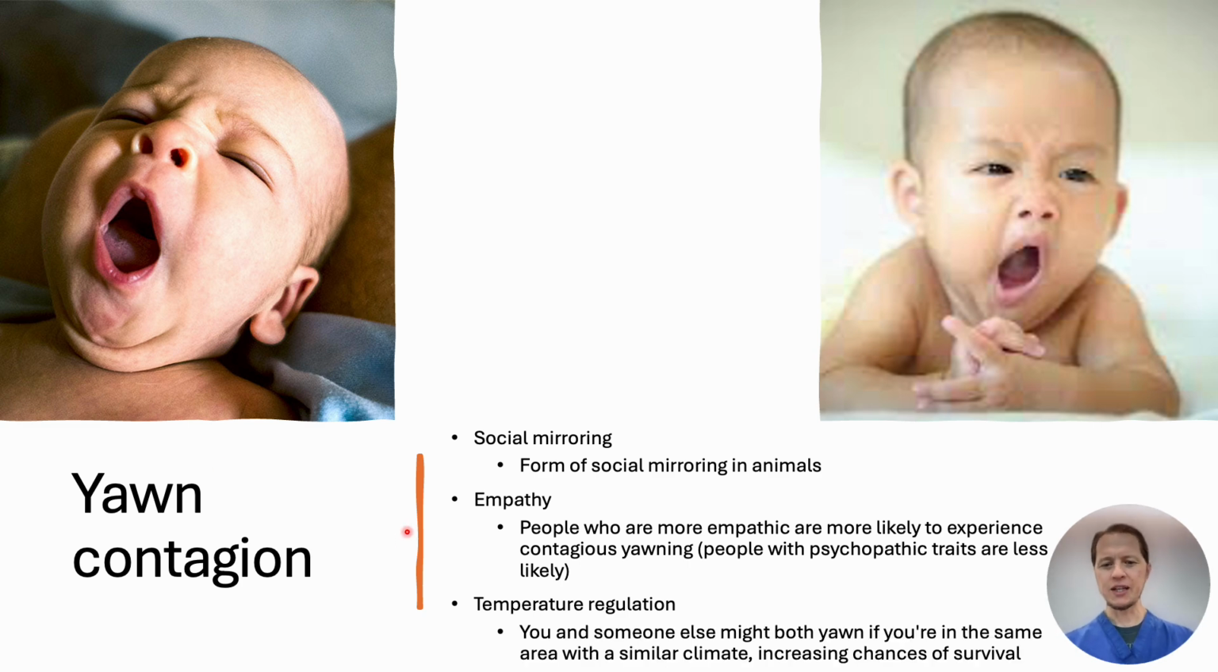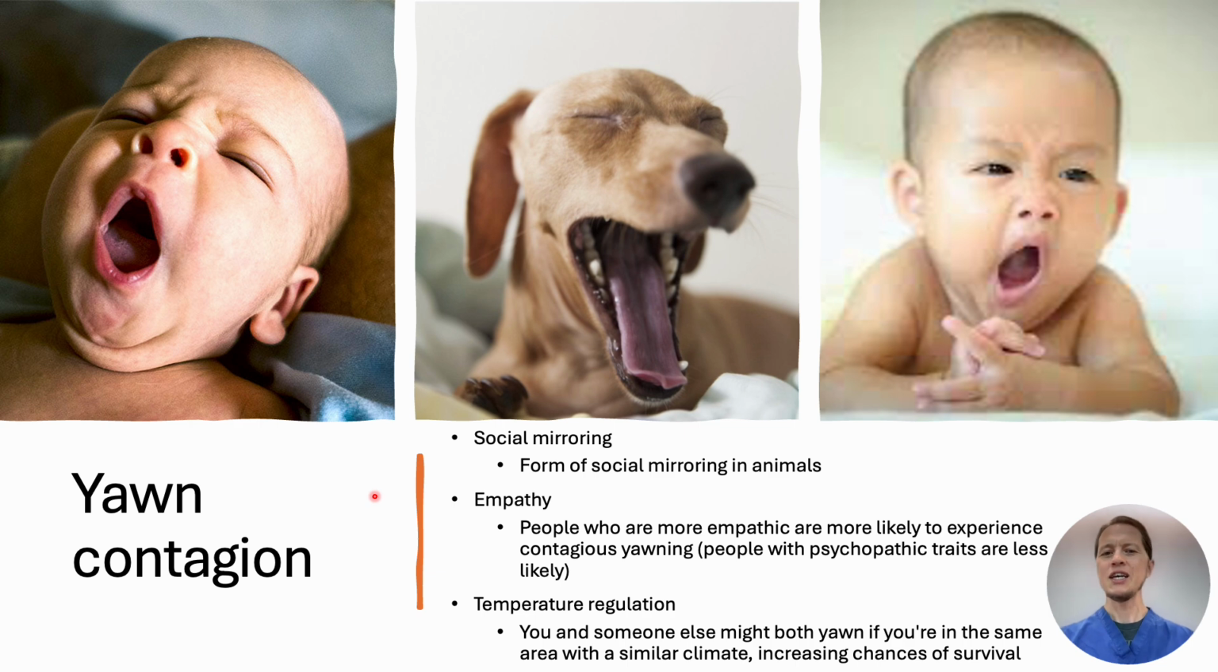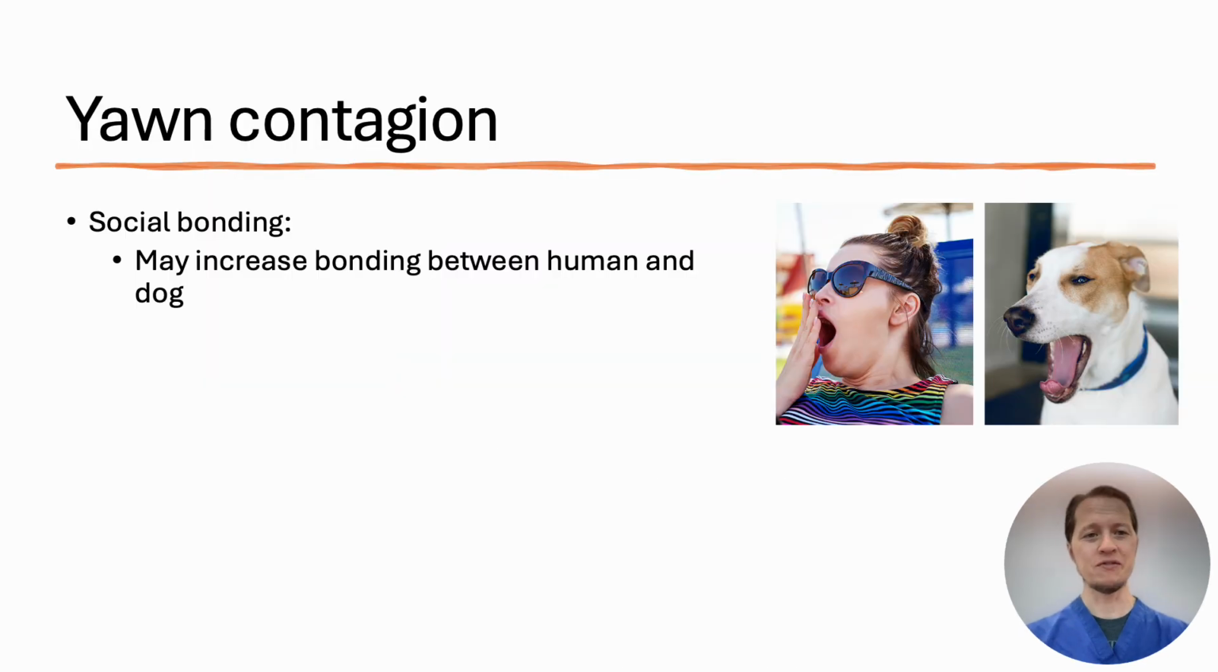Third one, temperature regulation. If you're in the same area, the same climate, maybe that can help cool down your brain, and maybe you have a higher chance of survival if you do have this. So it's kind of the when in Rome model here. So very interesting things. And if you've ever seen this, if you have a dog or you are around dogs that yawn, there's a cross-species version of this.